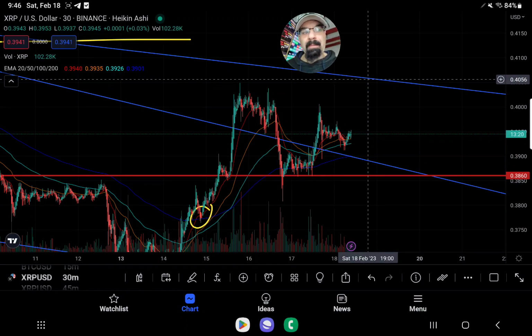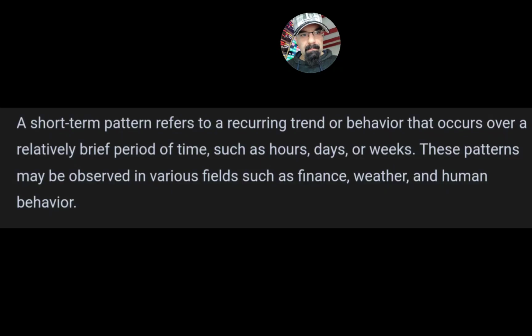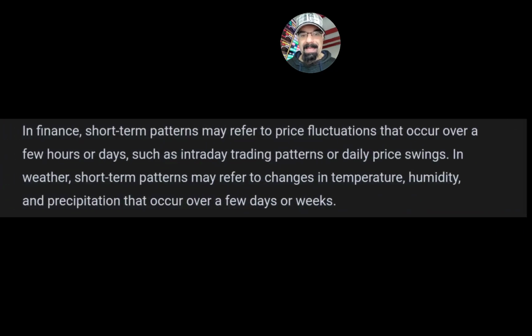So now if we look at it from the short term compared to the long term, here's just a few key differences. And I will be going a lot more in depth with the long term pattern, because I believe you have to put more stock into the long term, but we have to talk about the short term pattern as well. So a short-term pattern refers to a recurring trend or behavior that occurs over a relatively brief period of time, such as hours, days, or weeks. These patterns may be observed in various fields such as finance, weather, and human behavior.